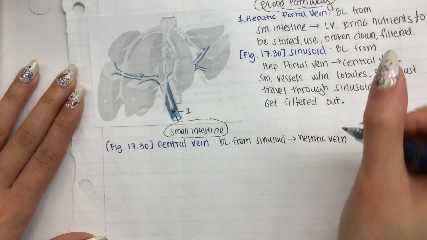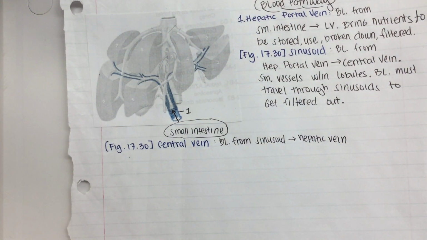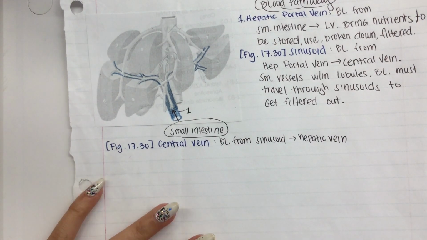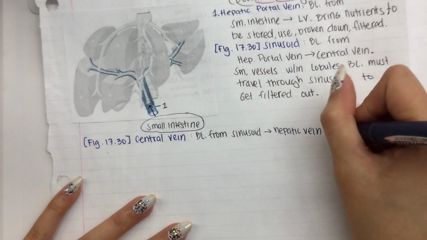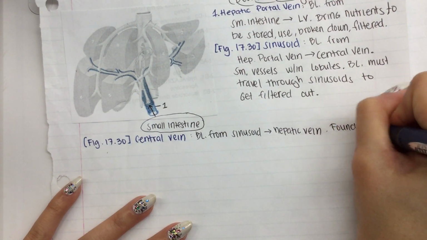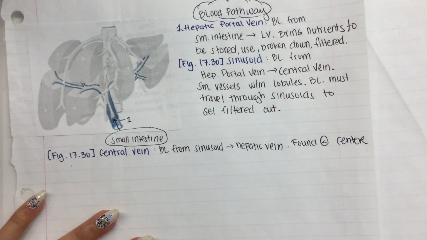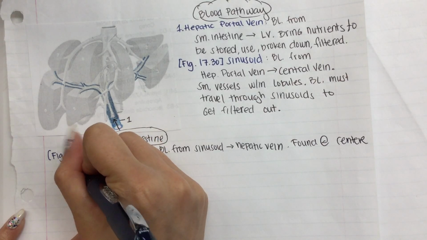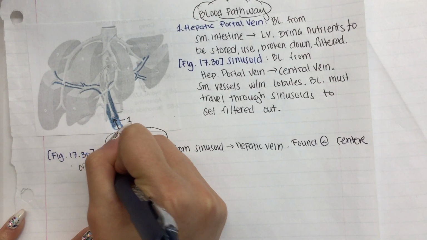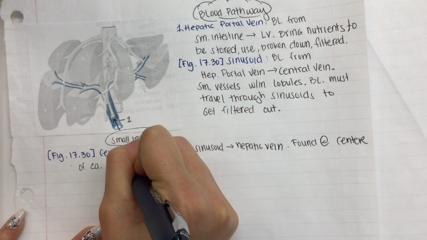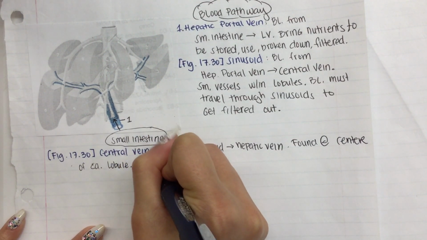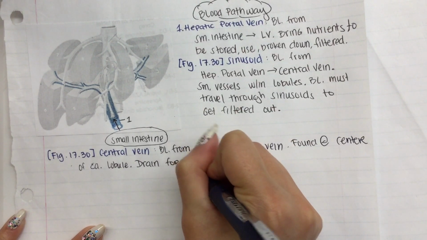Any guesses as to what hepa means at this point? We got hepatic vein, hepatic portal vein, hepatic globules, hepatitis. Liver, yeah. So the central veins are found at the center of each lobule. So it's essentially a drain for blood that has been filtered already.